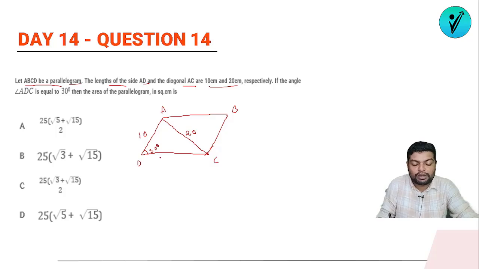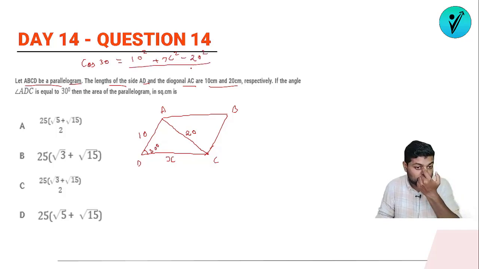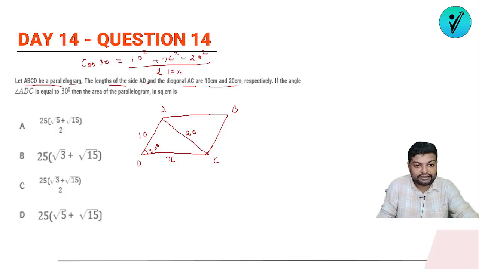Suppose this is side x. So we can write that the value of cos 30, which is between these two sides, will be 10 square plus x square minus 20 square, whole divided by 2 times 10 into x. I have simply used the cosine formula for cos 30. Now we know that the value of cos 30 is root 3 by 2.